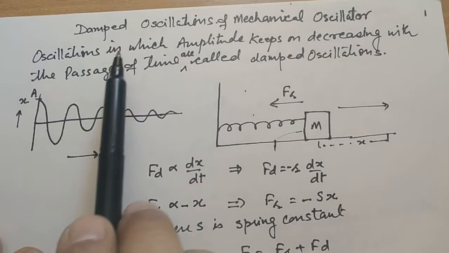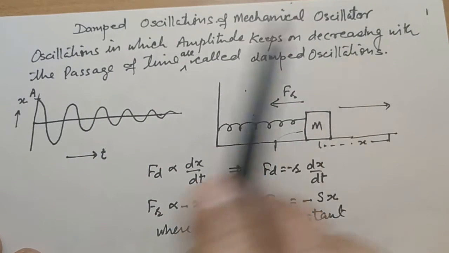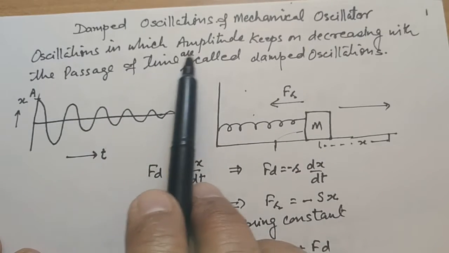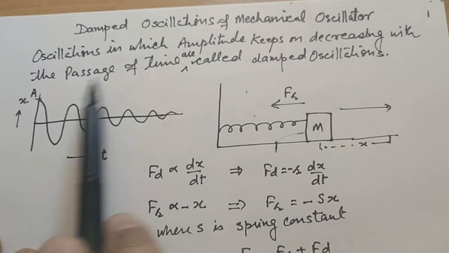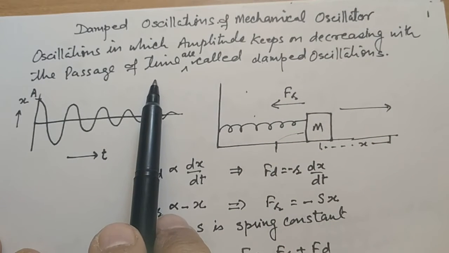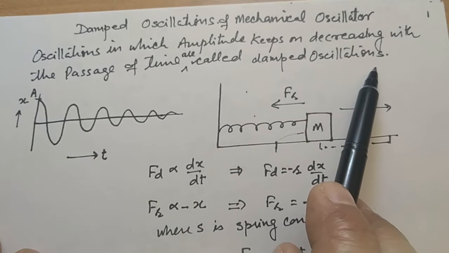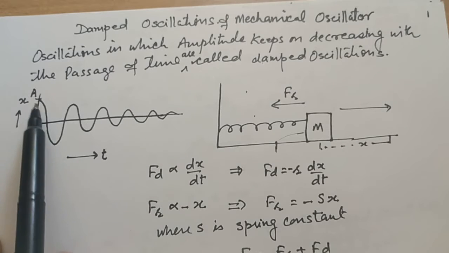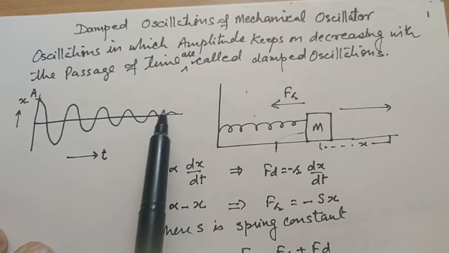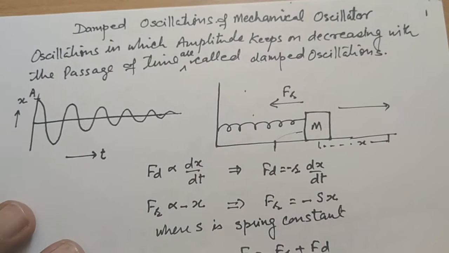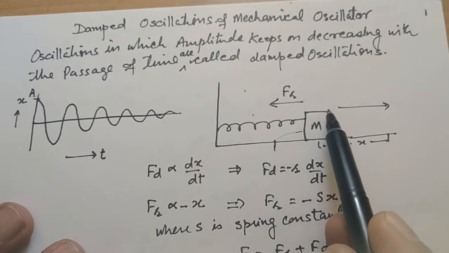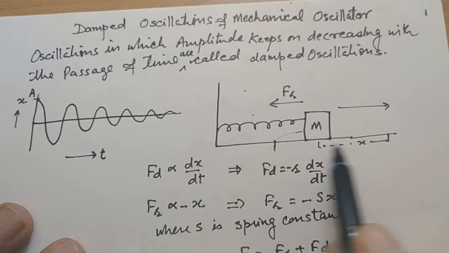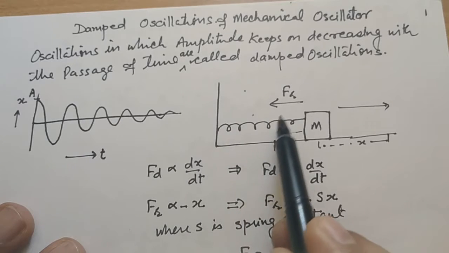Let us start with the damped oscillations of a mechanical oscillator. We have already seen that oscillations in which amplitude keeps on decreasing with the passage of time are called damped oscillations, and such oscillations can be shown by such a diagram in which amplitude keeps on decreasing. So for a mechanical oscillator, we consider a mass m, or a block of mass m, placed on a frictional table and attached with a spring.